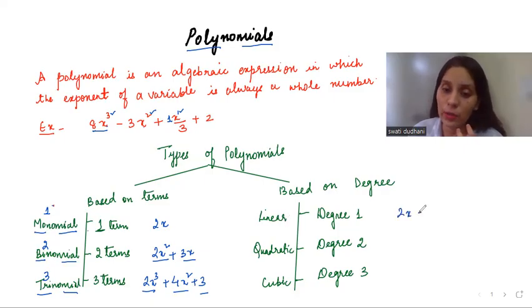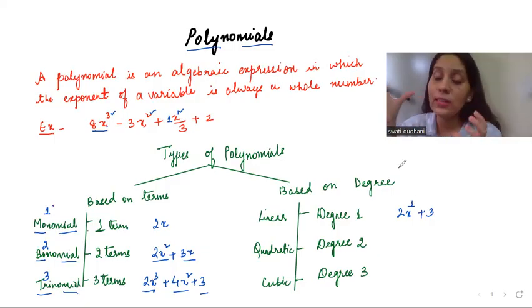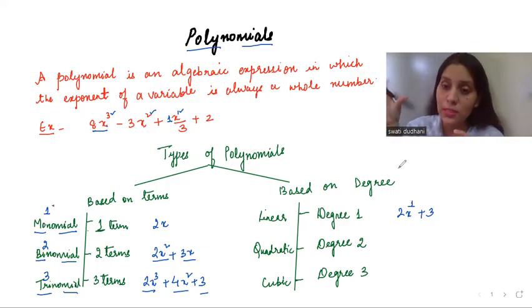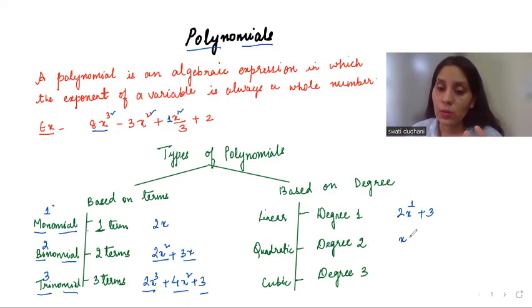Let's say I have 2x plus 3. Here my power is 1. So degree is the highest power. To be more specific, it is the highest power. Now quadratic means degree 2. So we have seen quadratic expressions, right? All those are quadratic polynomials with the degree 2.